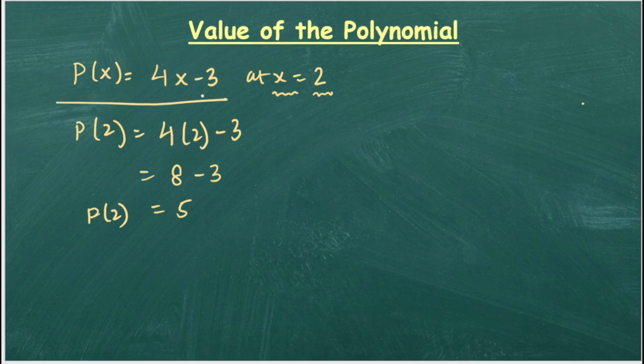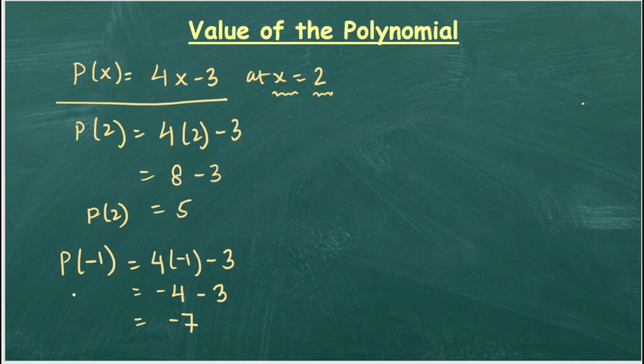Let's take the same polynomial, and this time I want to find p(-1). So in place of x, put -1: 4 times -1 minus 3. 4 times -1 is -4, minus 3, and my answer is -7. So this time the value of this polynomial at x = -1 is -7.